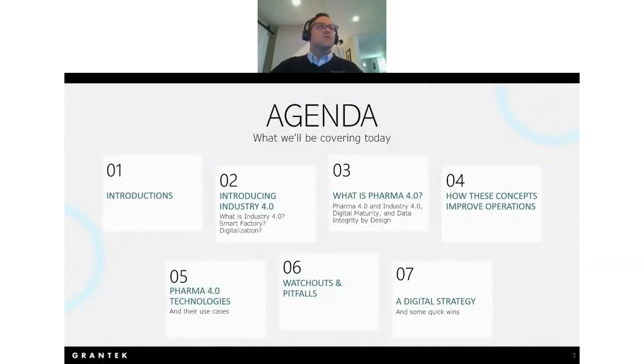Here's a brief agenda as to what we're going to discuss today. First, we're going to take a look at Industry 4.0 and what exactly that term means, and then we'll introduce the concept of Pharma 4.0 and how it relates to Industry 4.0. Look at how these two concepts can help improve the operations of a life sciences facility, and we'll walk through some of the technologies out there that may apply.